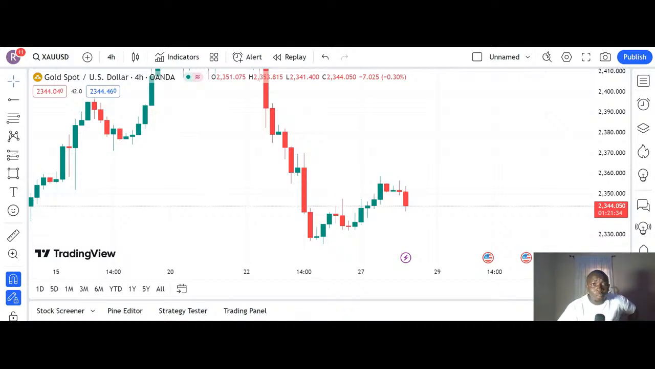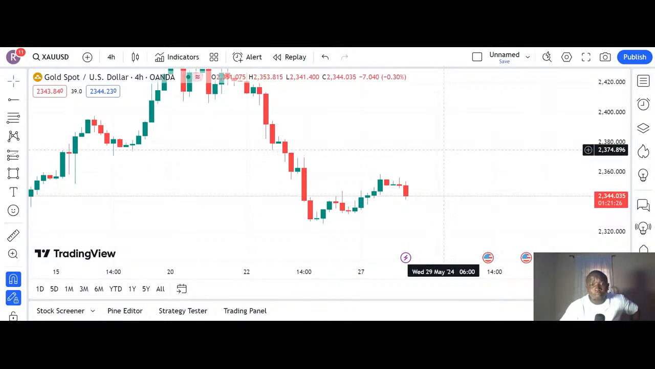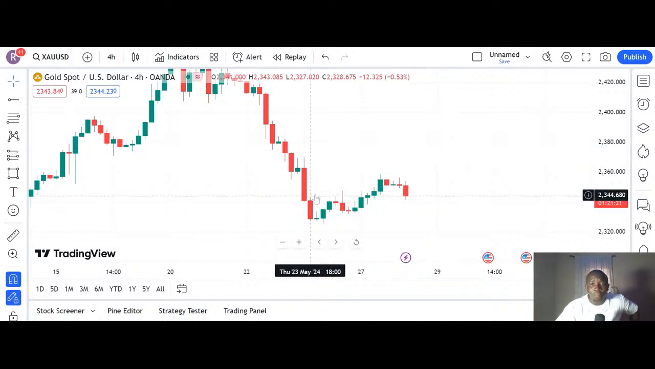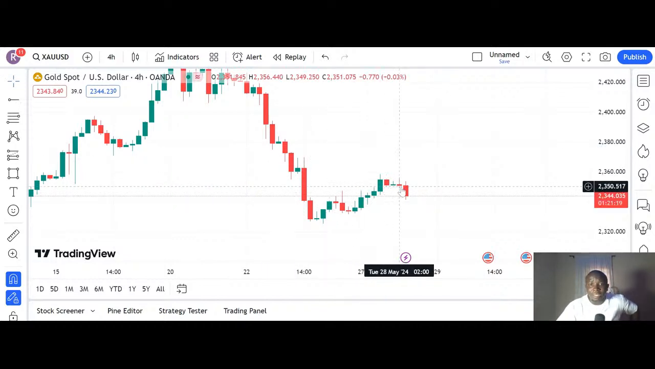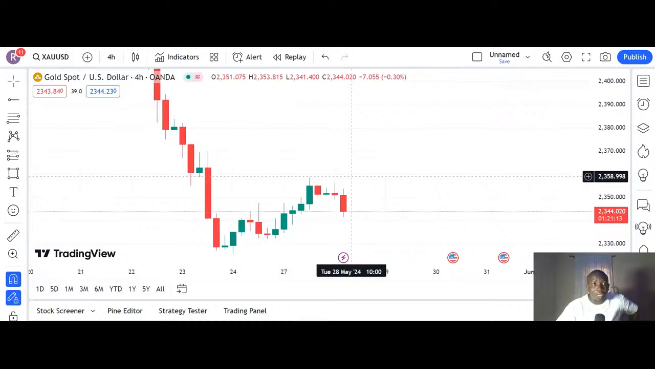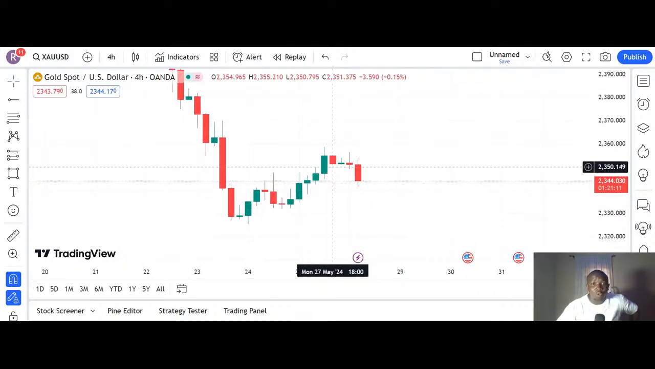Now, we're gonna be on the 4 hours time frame. What we're basically gonna be doing on the 4 hours time frame is targeting the previous day liquidities. So today is 28th of May, that's Tuesday, right? So we're gonna be needing the liquidity of the previous day, which was Monday, and that started from this level.